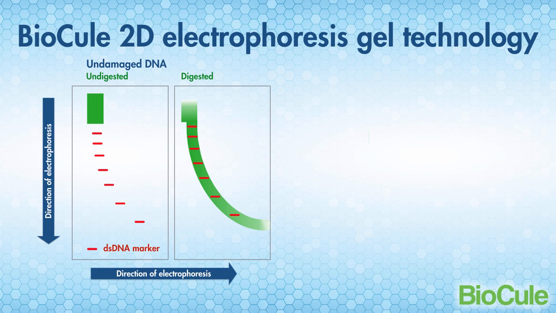If we take the same DNA and digest it with a restriction endonuclease, the DNA is now able to migrate into the gel. This is what digested or artificially fragmented, but otherwise undamaged double-stranded DNA would look like. The sample migrates along the path of the DNA ladder.